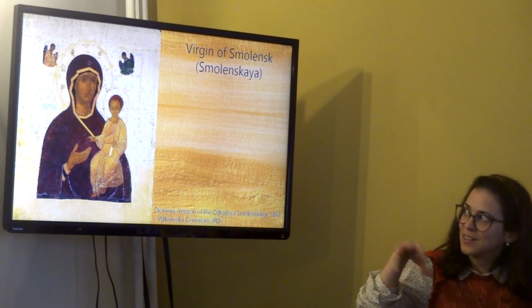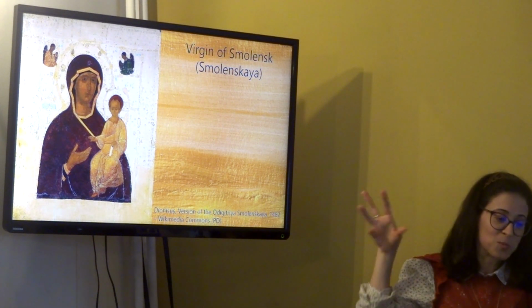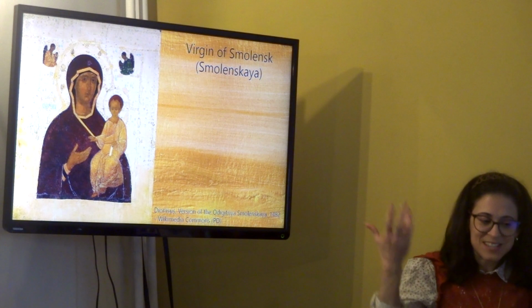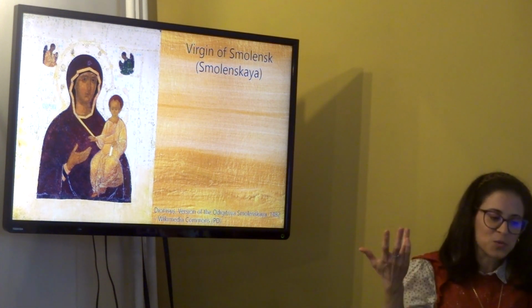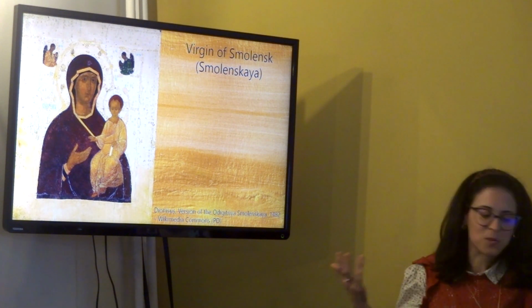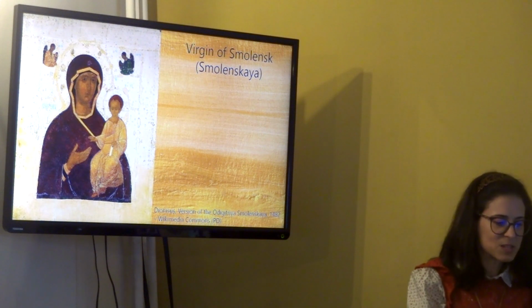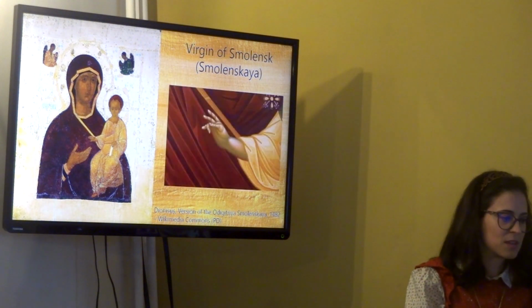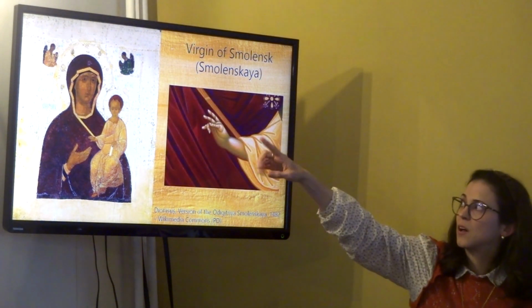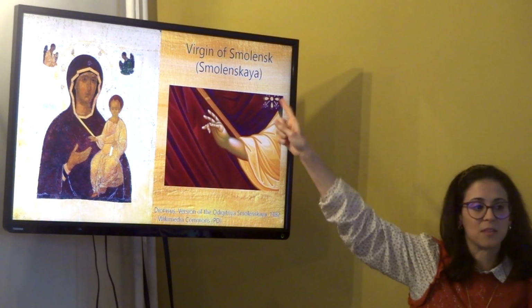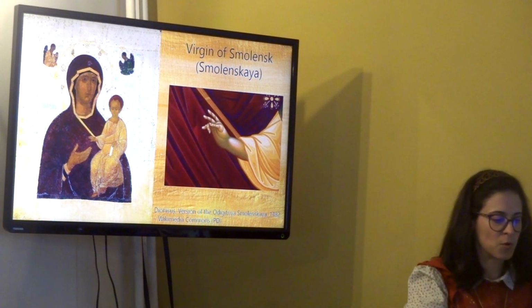Apparently this icon that came to Smolensk existed but was lost during the Second World War, and then there are lots of copies of it. And this one is the one that gave the type of the archangels being at the very top, like we've seen before.